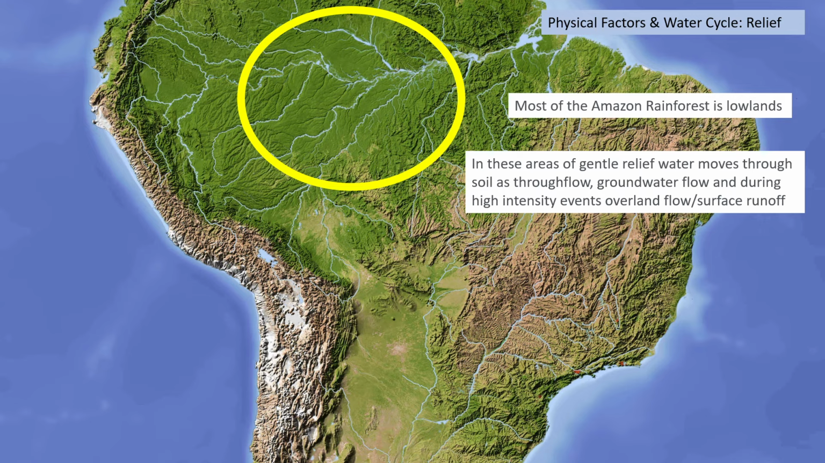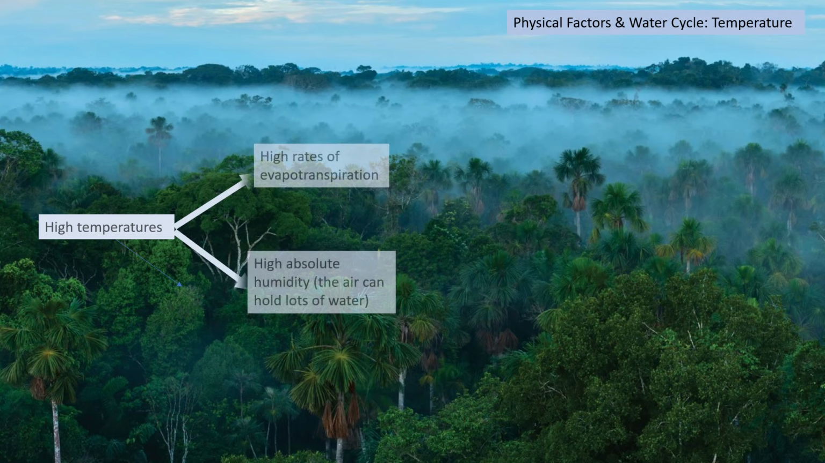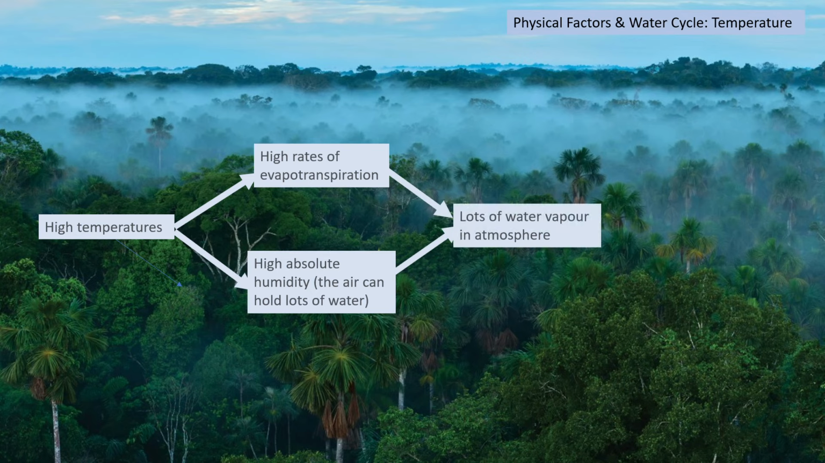Last thing I'm going to talk about is temperature. We've highlighted this a little bit already, but where I get high temperatures, I get high amounts of evapotranspiration, and I get really high absolute humidity. That means the air can hold a lot of water. When there's lots of water going into the atmosphere and the air can hold lots of water, then I'm going to get lots of water vapor in the atmosphere. When there's lots of water vapor in the atmosphere, I'm going to get lots of condensation, which is going to lead to rainfall.